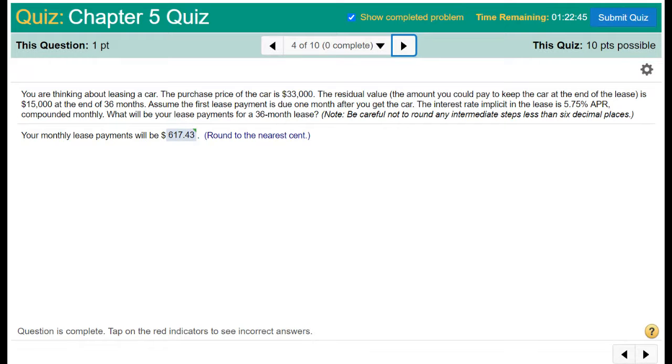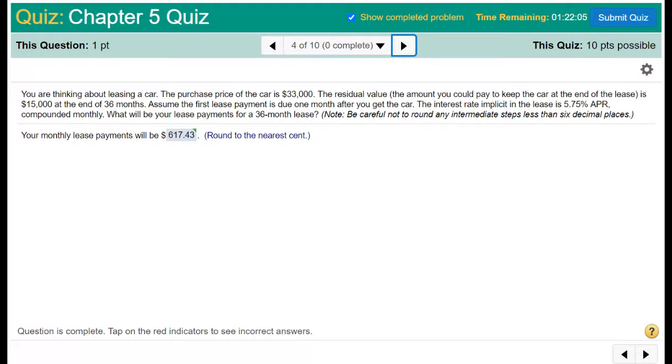Let's find the present value of our residual value. That's the first thing we have to do. So N equals 36. IY equals 5.75 divided by 12. Payment is 0. Future value is 15,000. When we compute for present value, it's going to be about 12,000 something. They use the same residual amount. It used to be about 12 grand.